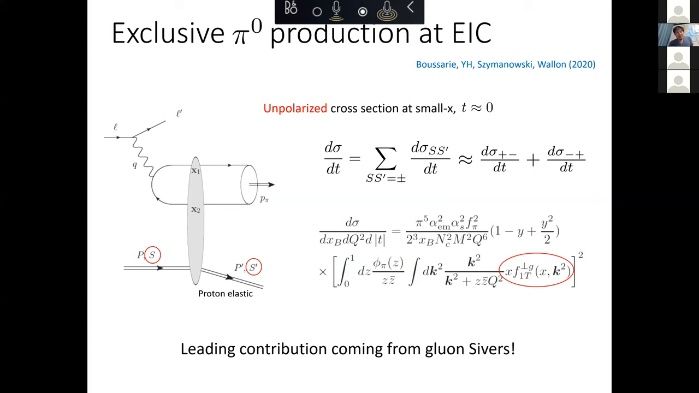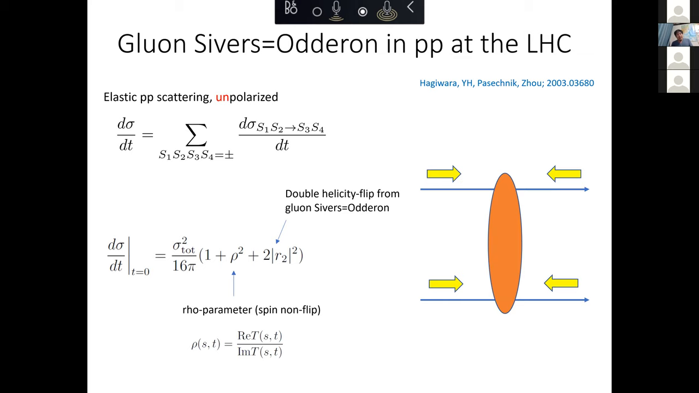Okay, right. So the interesting thing is that even at the LHC, where there's no polarized beam, it's a completely unpolarized experiment, but unpolarized means that you sum over the initial and the final proton helicities. And there is a contribution from the helicity flip processes, and that is dominated by the Odderon. So if you measure this elastic differential cross-section, dσ/dt, then there is the usual contribution from the rho parameter, basically the real to imaginary ratio of the elastic scattering amplitude, and there is a contribution from the gluon Sivers function. So maybe you can measure the Sivers function Odderon at the LHC.